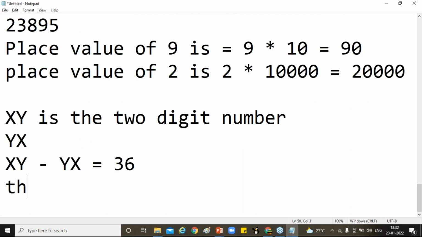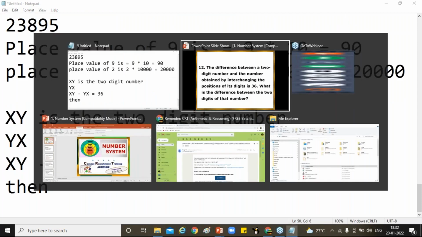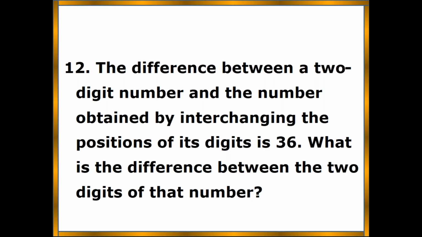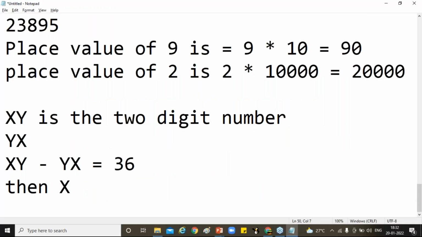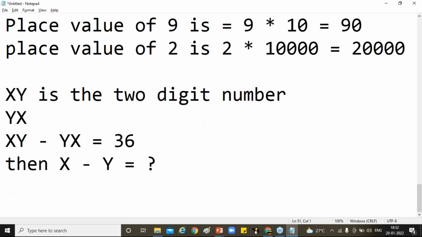Then the difference between the 2 digits. So x is the first digit and y is the second digit. Then the difference between the 2 digits of that number is equal to what? That is the given question.